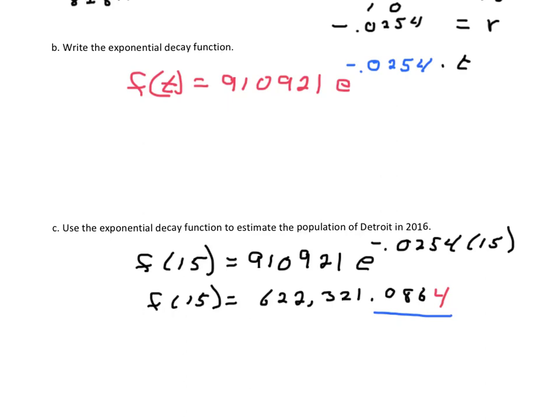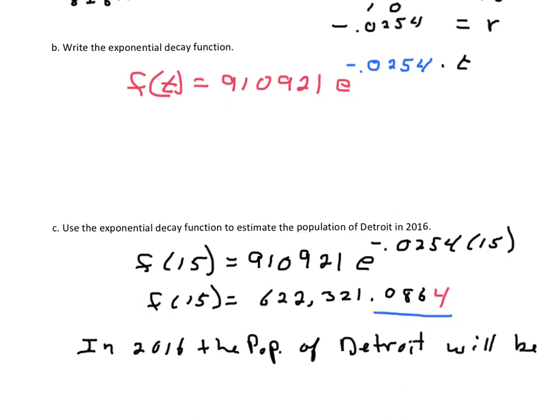Okay, so I'm going to just do this. You know, we have like 0.0861 of a person, but you know what? This is one of those situations where that's not much of a person. So we can say in 2016, the population of Detroit will be 622,321 people. Okay? And that does it for that problem.